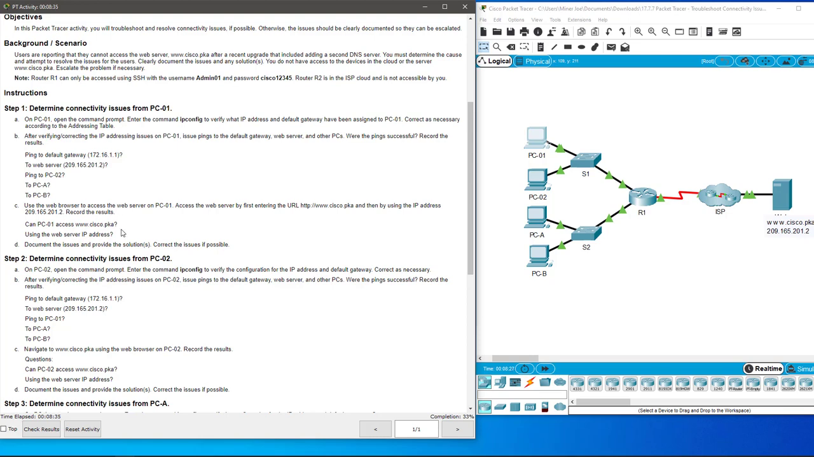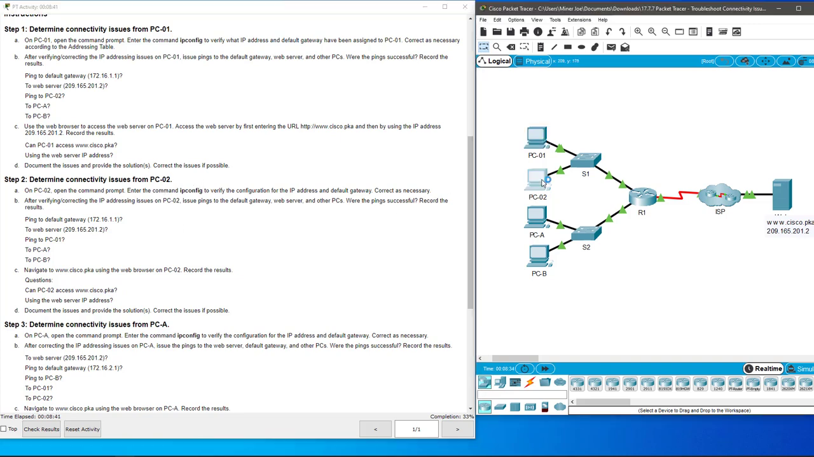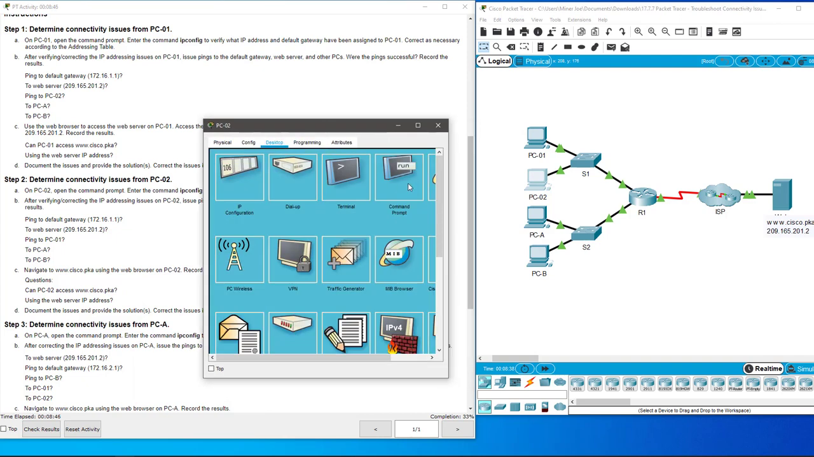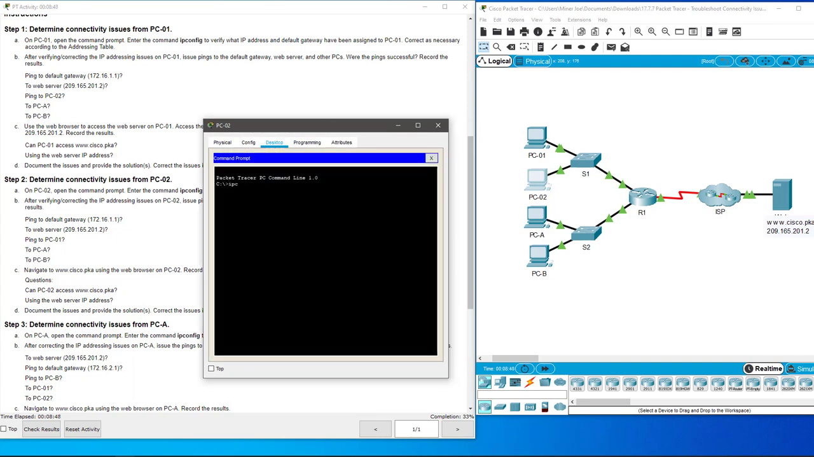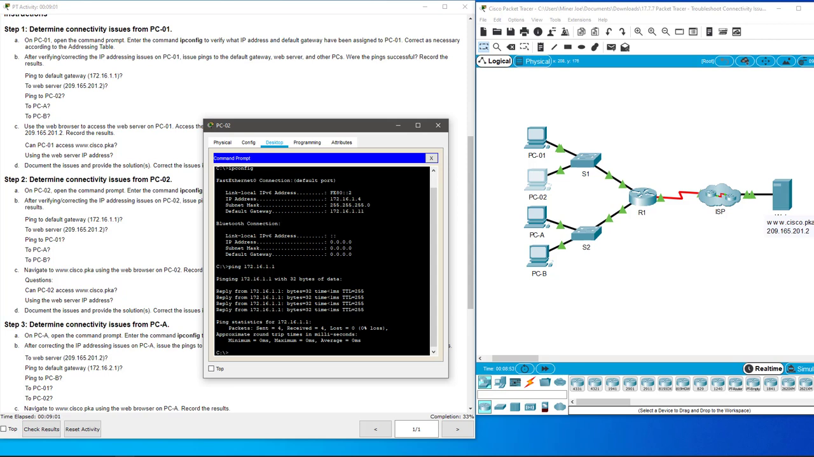Okay. So PC1 is good, and we're ready to move into step 2. Step 2 says let's head on over to PC2. So we go to PC2 here and take a look at what's going on. We do ipconfig, and in this case, it says why don't you ping the default gateway, which we will. And we have successfully pinged the default gateway.